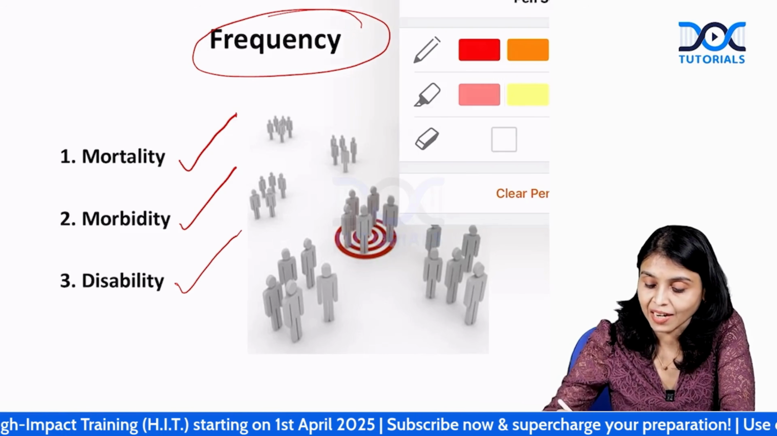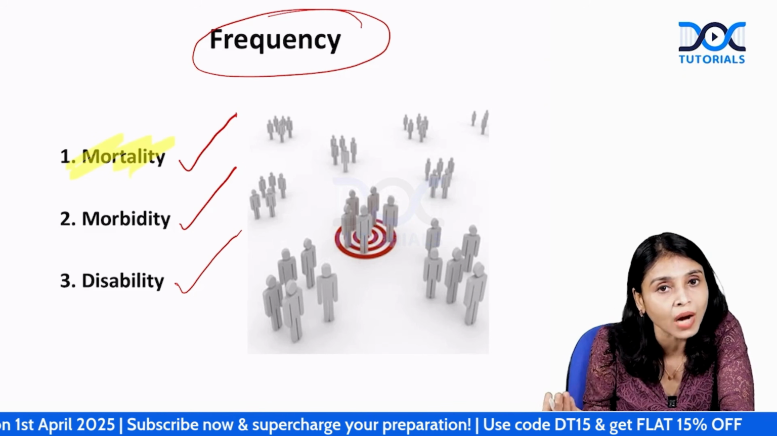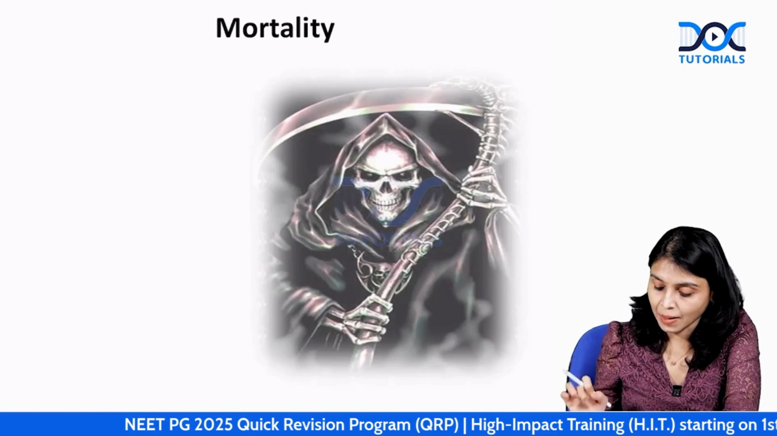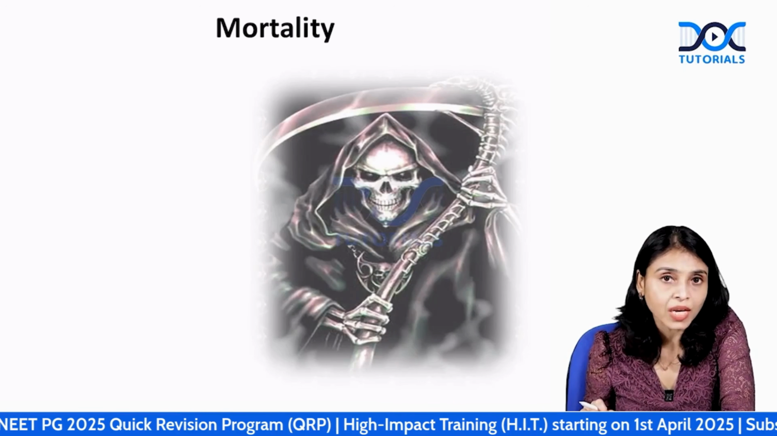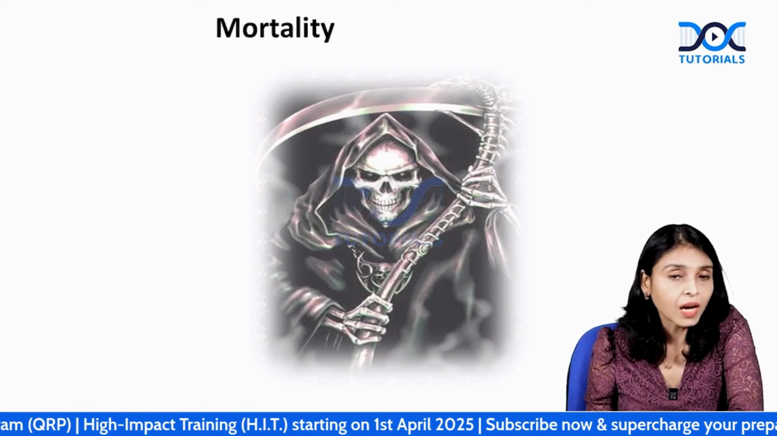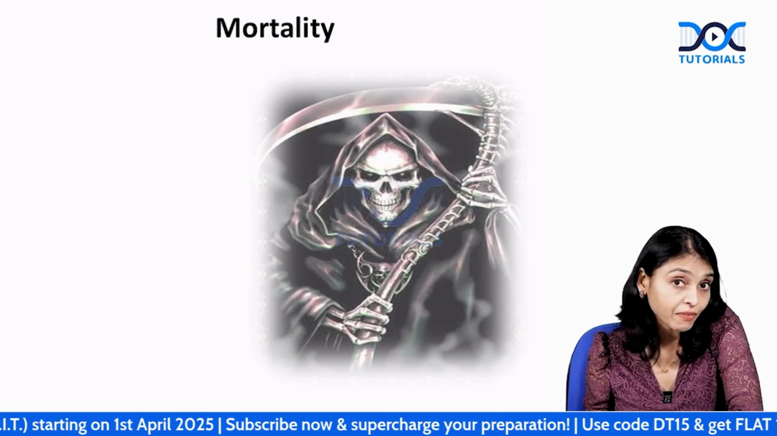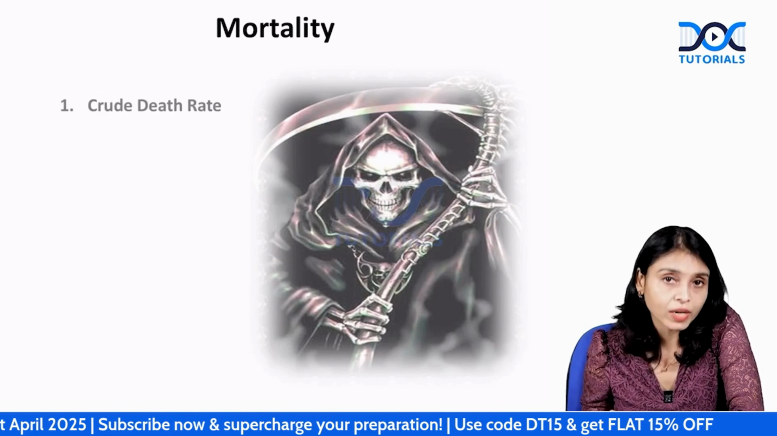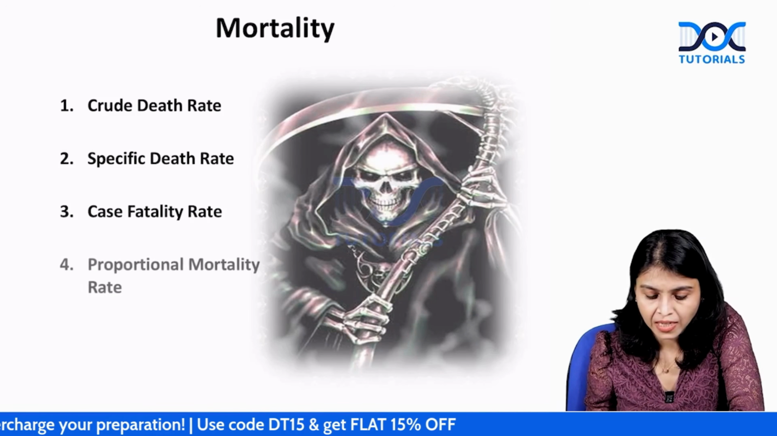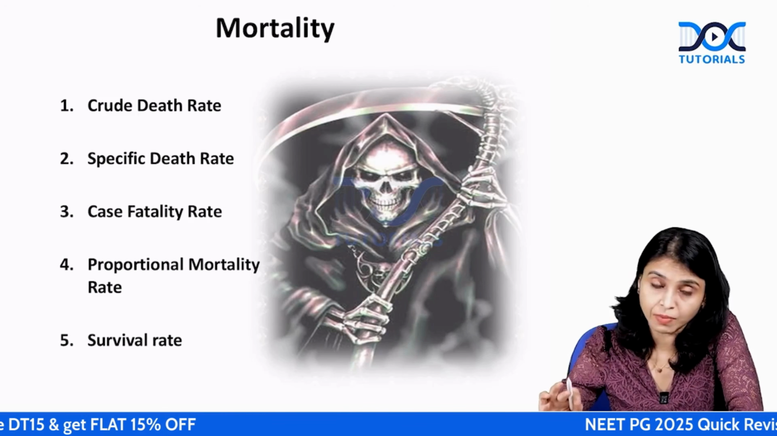And let's start with the next important one from within this, mortality. How do you count death? Now, death is mainly measured using 4 to 5 parameters. I'll just give you the names of those 5 parameters and we will discuss them one by one. One is crude death rate, then you have specific death rate, case fatality rate, proportional mortality rate, and survival rate. Each of these is an MCQ.